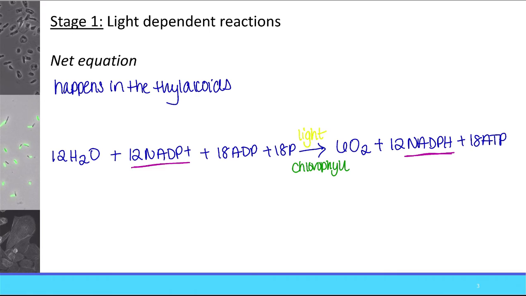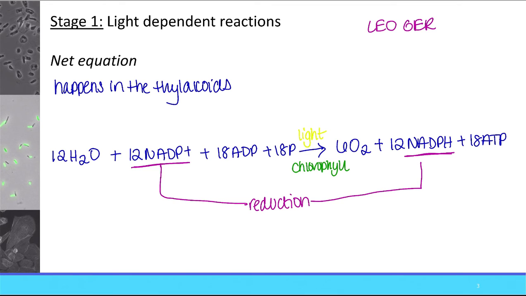So in this reaction, if we take a look at our NADP plus, it goes to NADPH. If I write up our little cheat sheet here, NADP plus is gaining a hydrogen, which means it is gaining an electron, and so this is a reduction. So we will see NADP plus get reduced. And on the flip side, we have water and then we have oxygen. Water is losing hydrogens, so it's losing electrons, and so this is an oxidation. So water is oxidized to oxygen and NADP plus is reduced to NADPH.